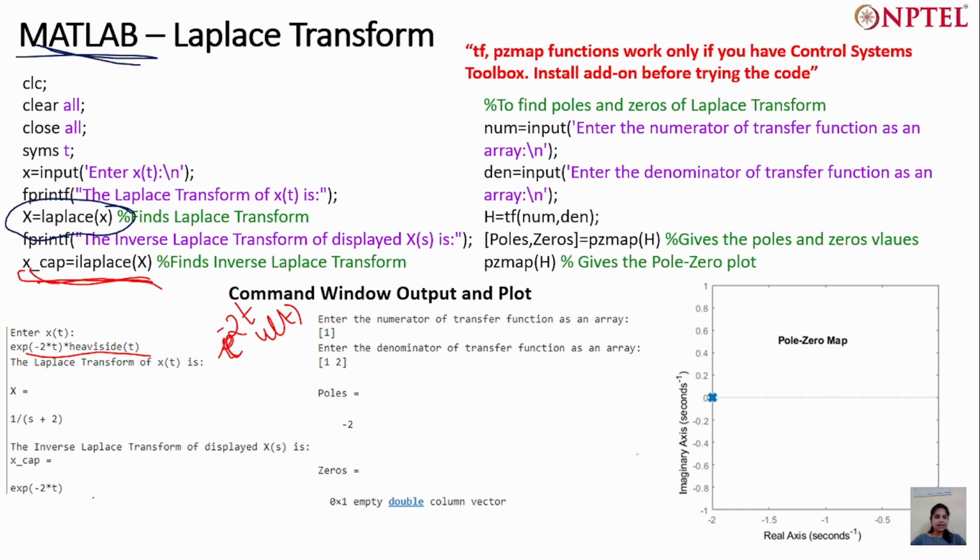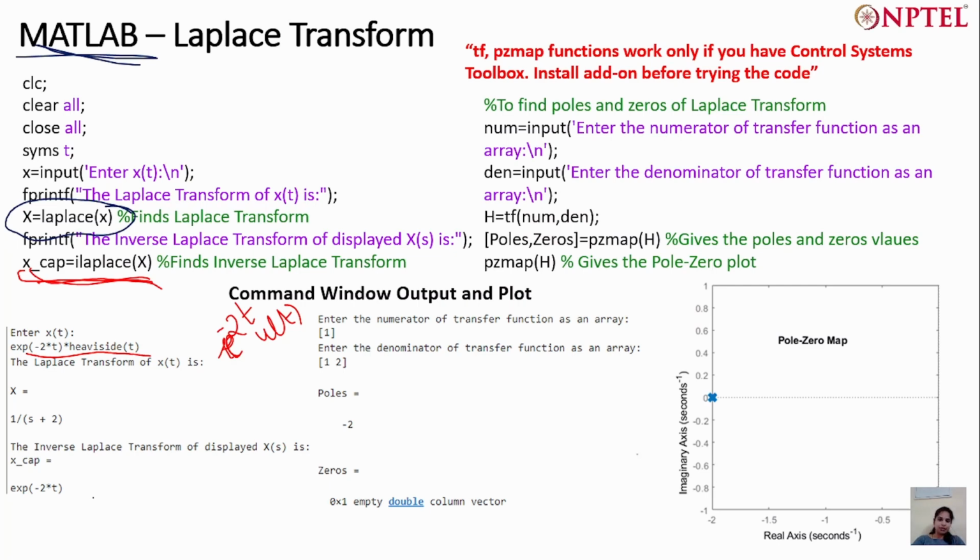Here, this capital X is 1 by s plus 2. I gave that as input to I Laplace directly. What I got in x cap is e power minus 2t. So basically what I gave as x of t is what I got as the output also. So to find the Laplace transform, we use Laplace of x. To find the inverse Laplace transform, we use I Laplace of x.